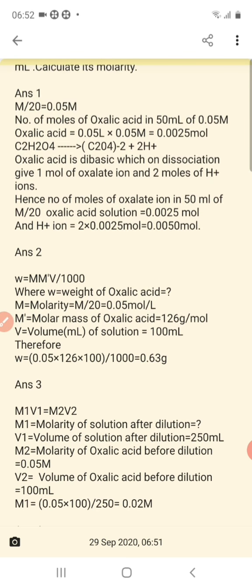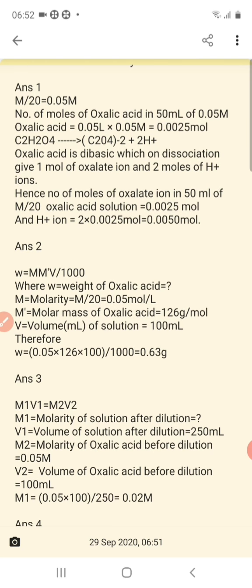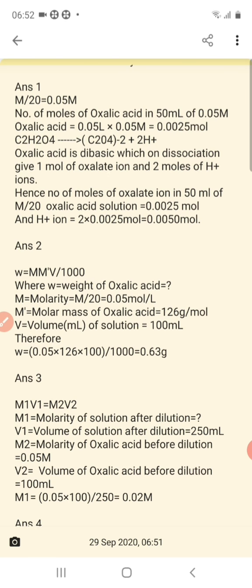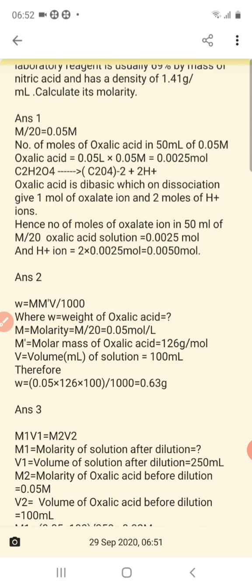Now it can be calculated as the volume of the solution taken in liter, that will be equal to 0.05 liter, multiplied by molarity of the solution, that will give you the number of moles of oxalic acid present in the solution. So the number of moles of oxalic acid present in 50 ml of 0.05 molar oxalic acid solution will be equal to 0.0025 moles.